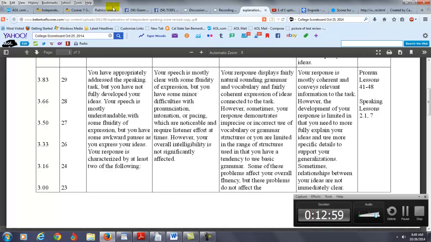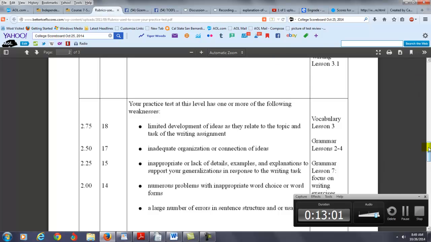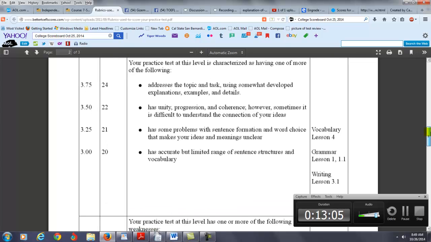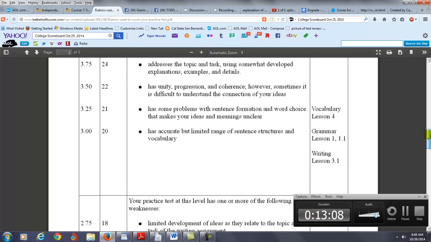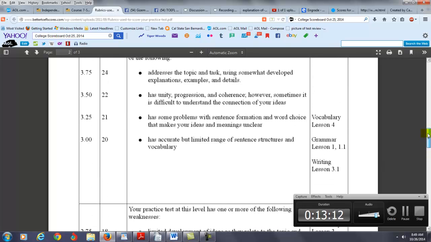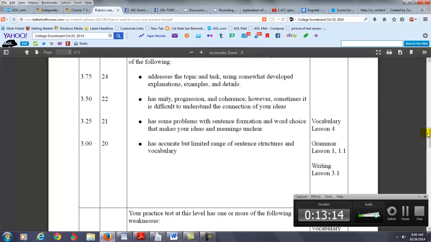Okay, where is it here? Okay, here we go. Got it. Okay, so we have 3.75, 3, 5. I'm going to put you at 3.0 out of 5. That's going to put you at 20 points out of 30. I think here, as I said, sometimes it's difficult to understand the connection of your ideas.